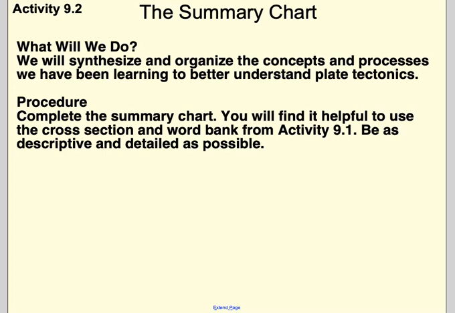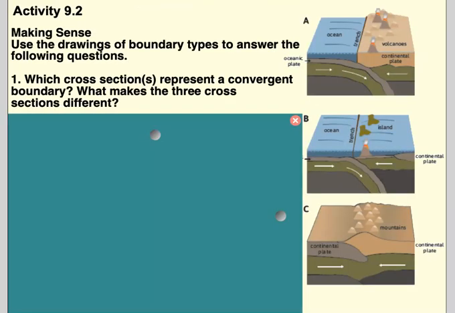So we're going to synthesize and organize the concepts and processes that we have been learning to better understand plate tectonics. So the procedure is we're going to fill out the summary chart. We're going to complete the first couple prompts, and I'm going to guide you through that. I'm going to show you how to do the summary chart, and I'm going to show you where you can find the answers. So when you look in your book, the first thing it says, under making sense, is use the drawings of boundary types to answer the following questions.